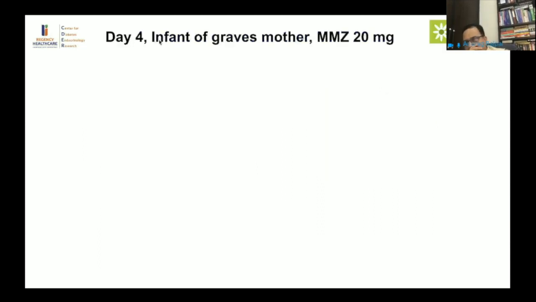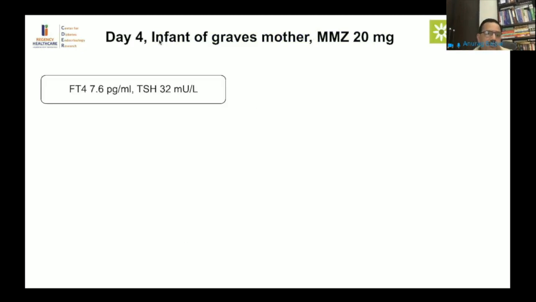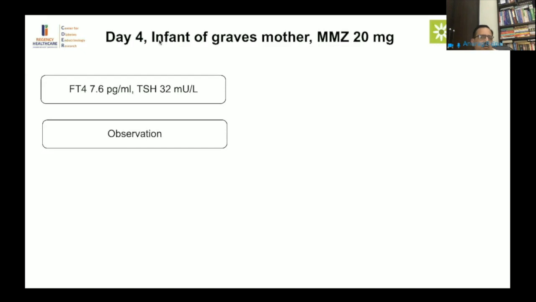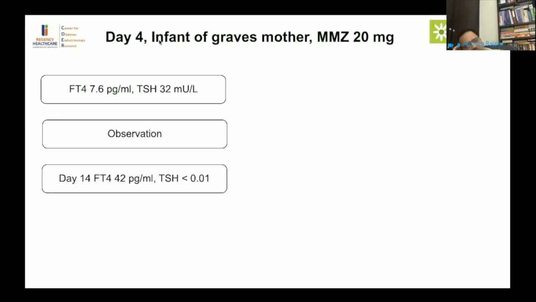So now we have a day 4-old infant born to a Graves mother who was on methimazole 20 milligrams. Now the child presents at day 4 with low free T4 and a high TSH. So this is hypothyroidism. So we did nothing, we just observed. At day 14 of life, the FT4 levels became 42, which were very high, and TSH levels became undetectable. So what do you think went wrong?